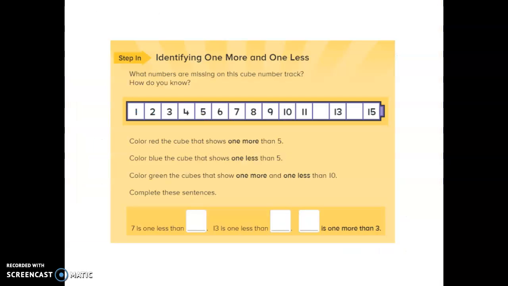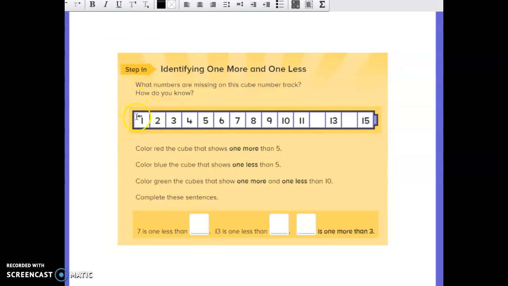Okay, page 32. Identifying one more and one less. We have a number track here. Starting with the number 1, we're counting by ones. What number comes after 11 and before 13? Oh, 12. All right, what number comes after 13 but before 15? Oh, 14. That was easy.